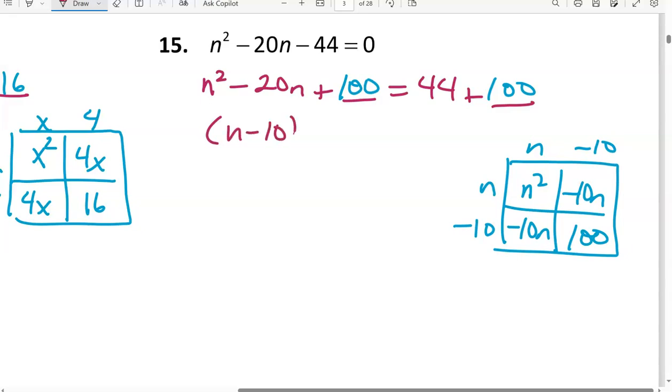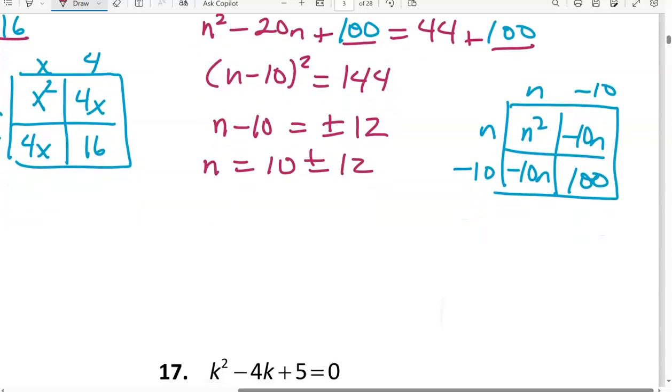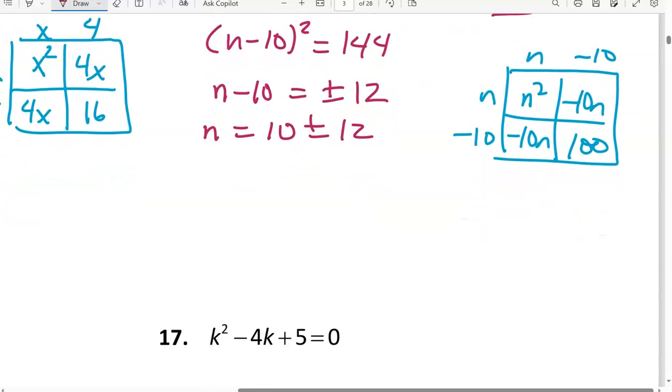So now we have n minus 10 squared is equal to 144. If n minus 10 squared is 144, then n minus 10 is positive or negative 12. And so if we add 10, we get 10 plus or minus 12. Do not leave your final answer this way. 10 and 12 can be combined.